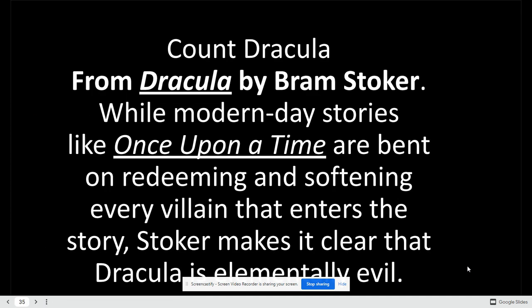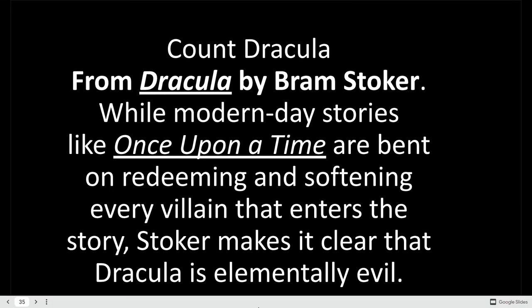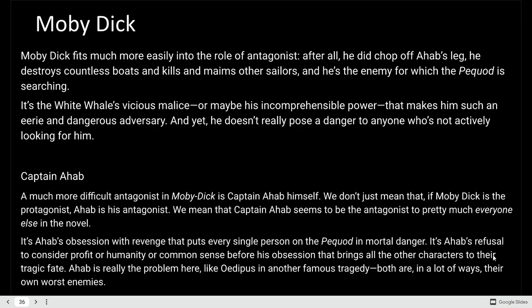So Bram Stoker is the author of Dracula. It is a modern day story like Once Upon a Time. They're bent on redeeming and softening every villain that enters the story. Stoker made it clear that Dracula is elementary evil. He has nothing but evil in him. That's all that he has.